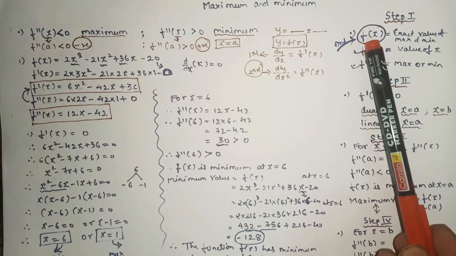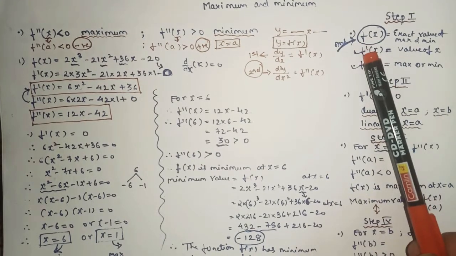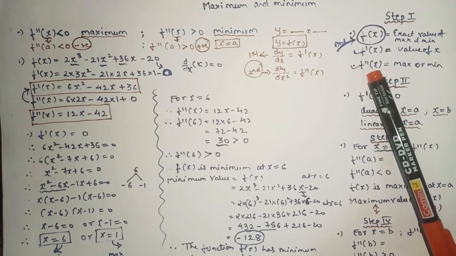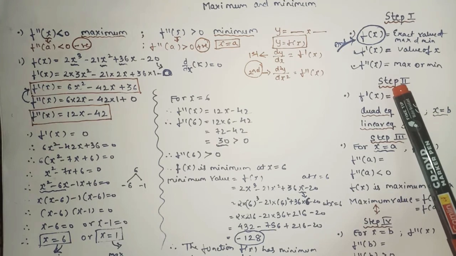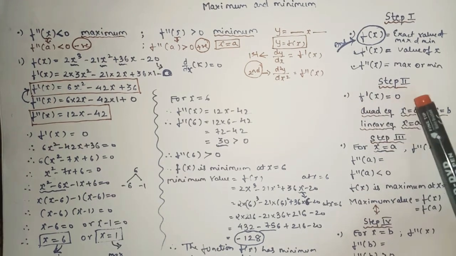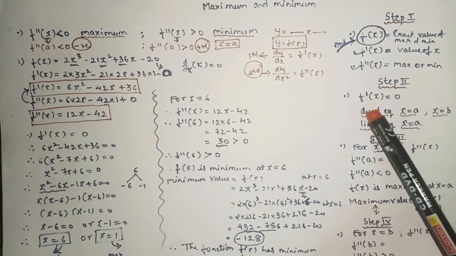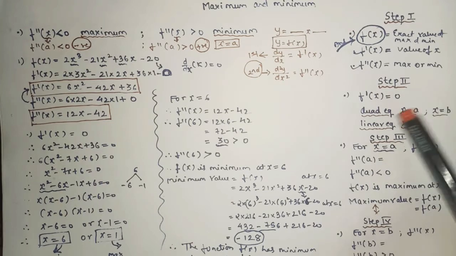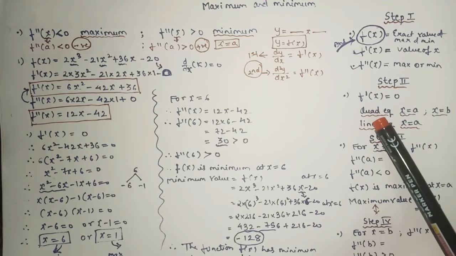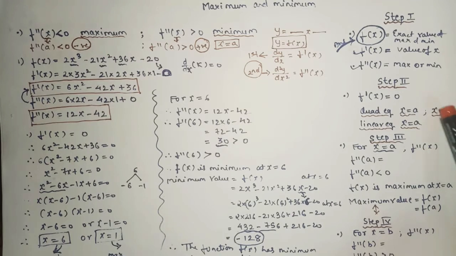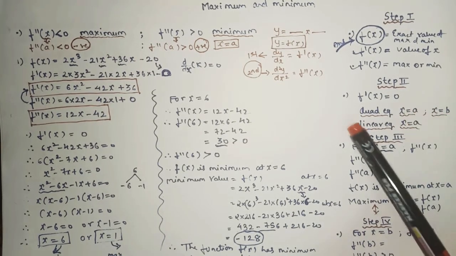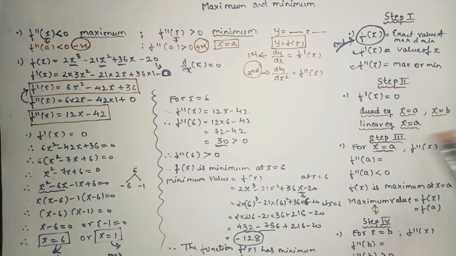So you will have f of x, then you will find the first derivative, and after that you will find the second derivative. In step number 2, you will put f dash x equal to 0, where you will get an equation. Sometimes the equation will be a quadratic, sometimes linear, it depends on the question. Suppose it is a quadratic, you will get two answers of x. If you get two answers of x, common sense, one value turns out to be a maximum, so the second value will be a minimum, or else vice versa.